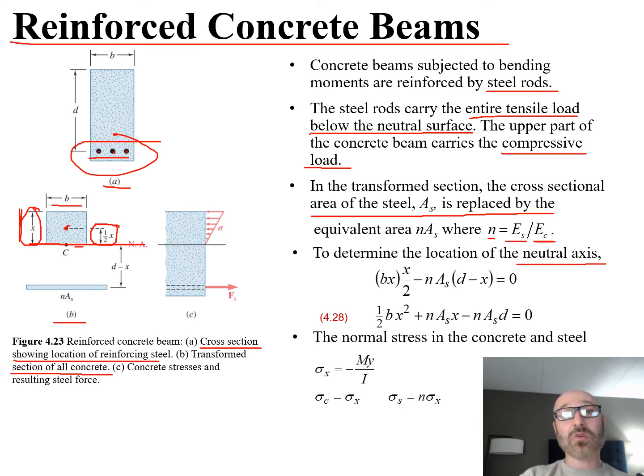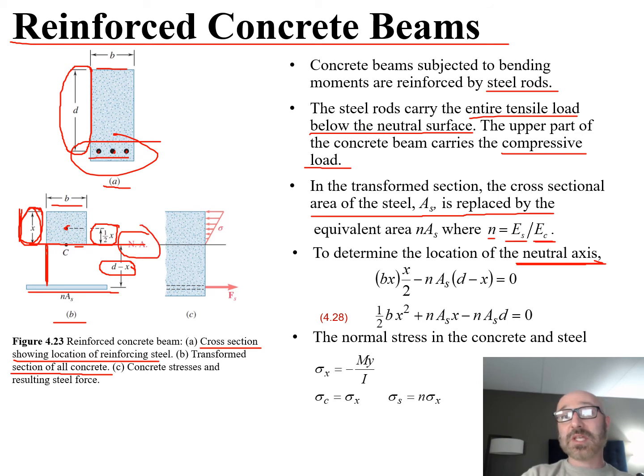And the distance from the neutral axis down to the steel, to the rebar in the bottom there, is going to be d minus x, where d is the total distance from the rebar to the top surface, minus the value for x. So that would be the difference to get this distance. So with those variables, we can determine the location of this neutral axis.